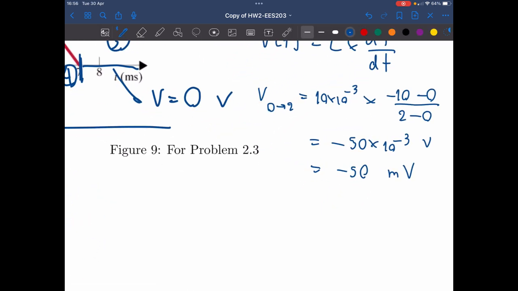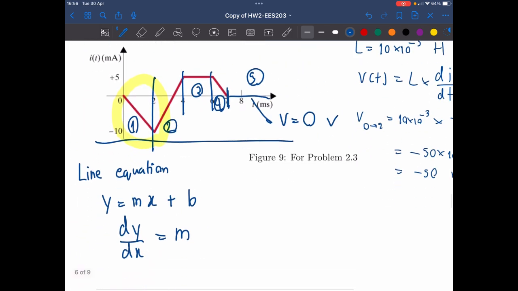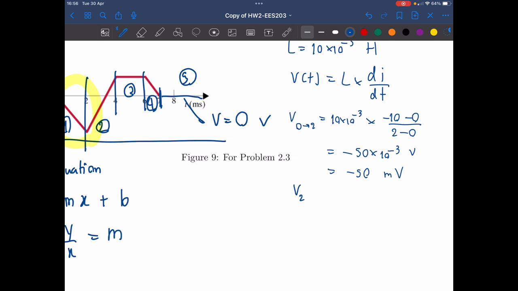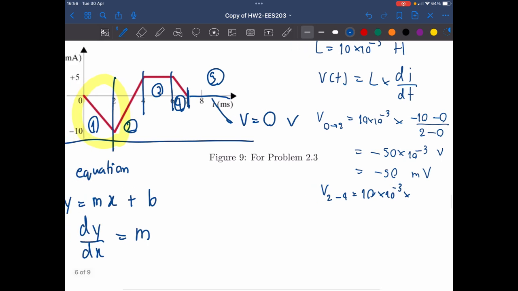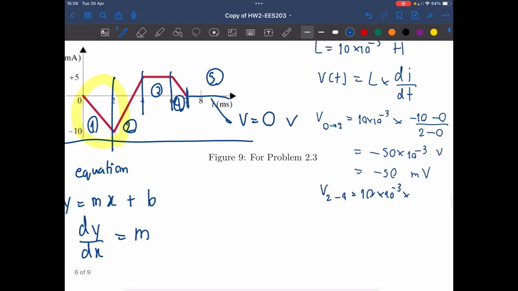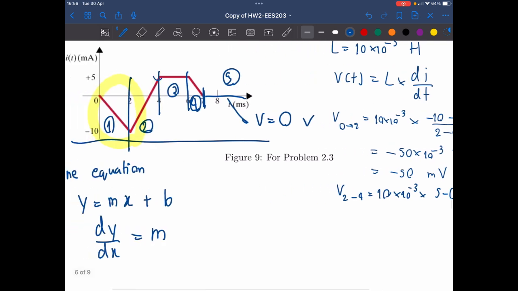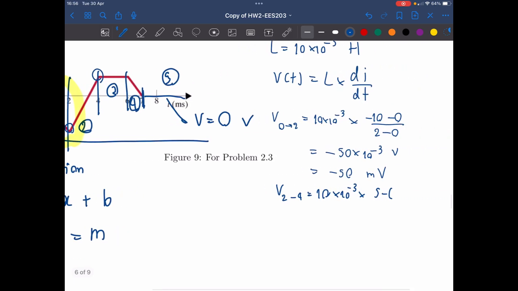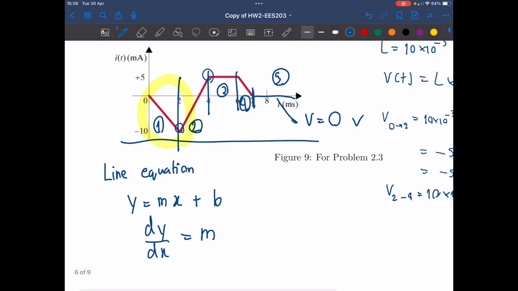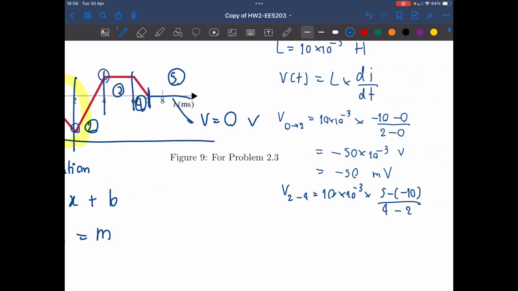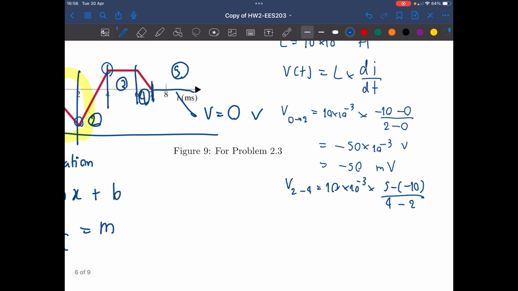Alright, for the second part at 2 to 4, we do similar steps here. The slope in this case is going to be positive, which is equal to 5 minus, at this location minus this location. So we get 5 minus 10 divided by 4 minus 2, which is equal to 25 millivolts.